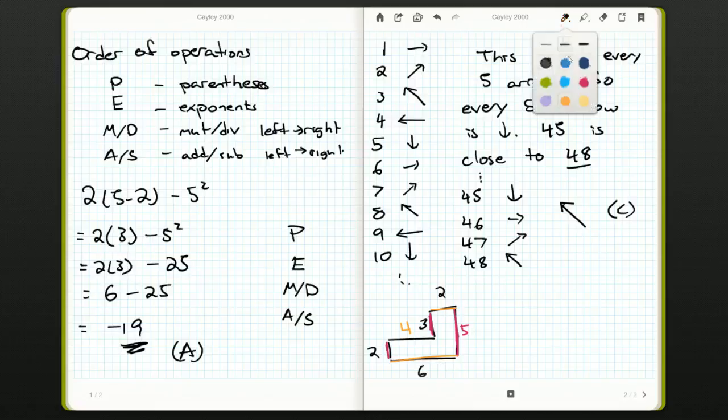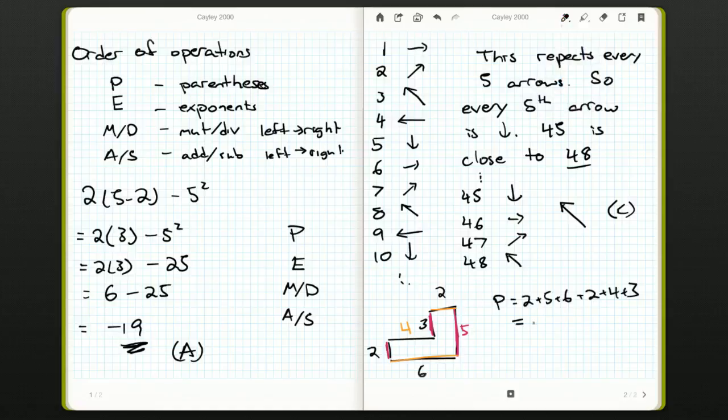Now the perimeter is the sum of all these values. So perimeter is 2 plus 5 plus 6 plus 2 plus 4 plus 3, and that's just a straightforward calculation. You can either do it by hand or by calculator. I noticed that there's an 11, so that's 13, and then plus 9, so it should be 22. Okay, so we'll look for 22 in our little answer key.